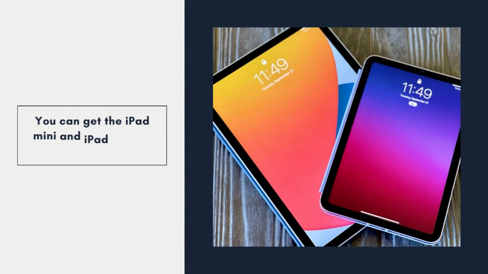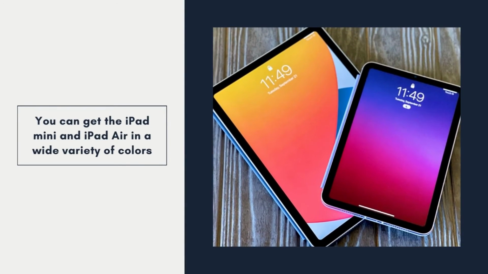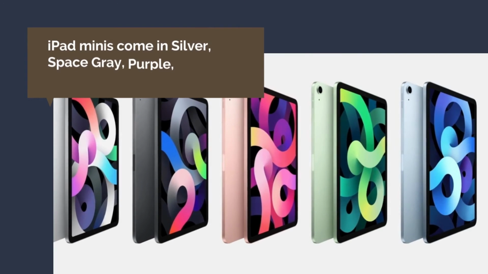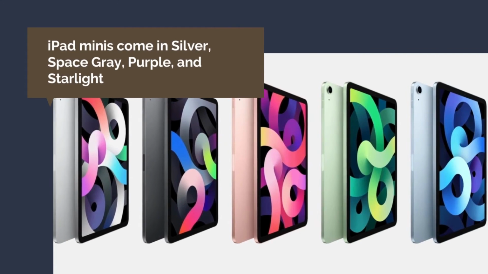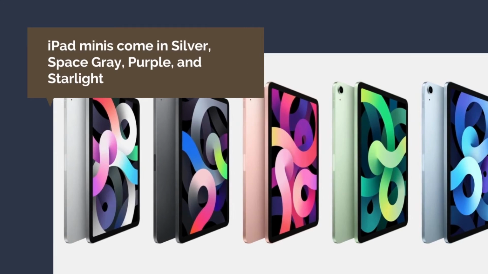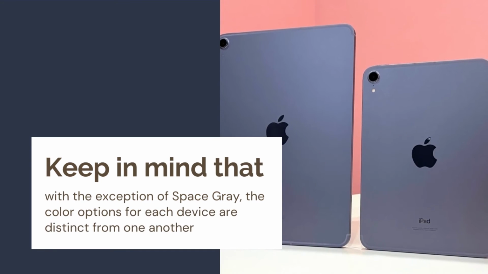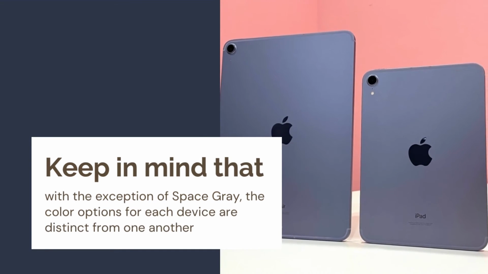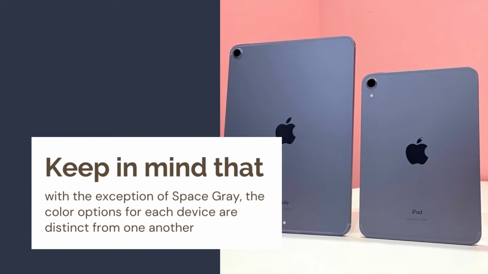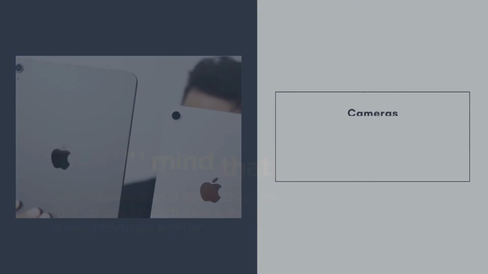You can get the iPad mini and iPad Air in a wide variety of colors. iPad minis come in silver, space gray, purple, and starlight. iPad Airs come in silver, space gray, rose gold, green, and sky blue. Keep in mind that, with the exception of space gray, the color options for each device are distinct from one another and may affect your decision if you have your heart set on a certain hue.